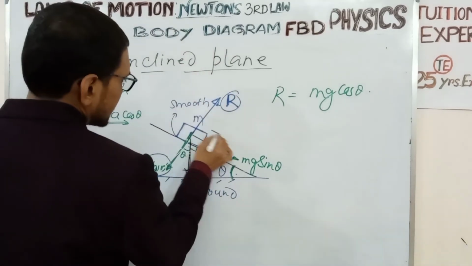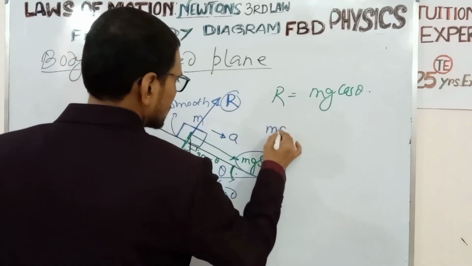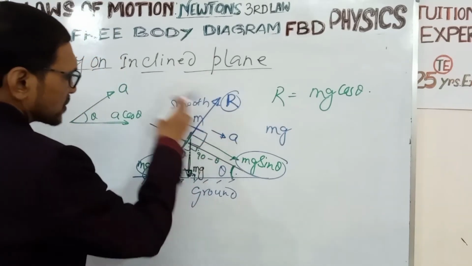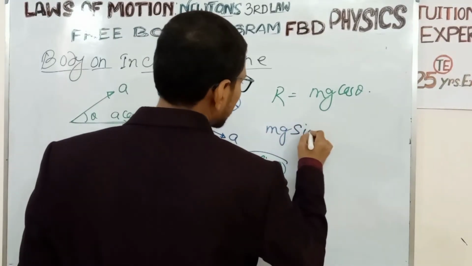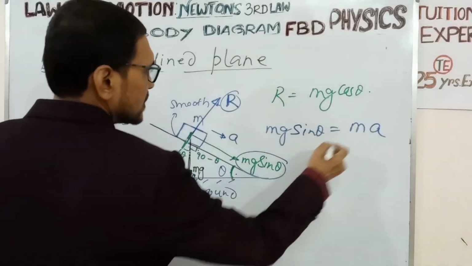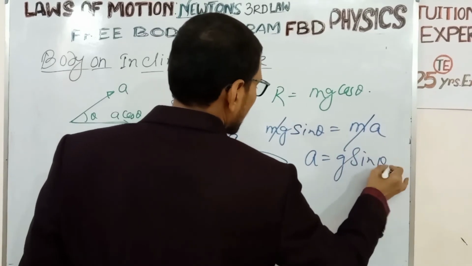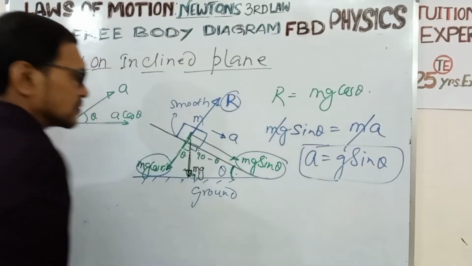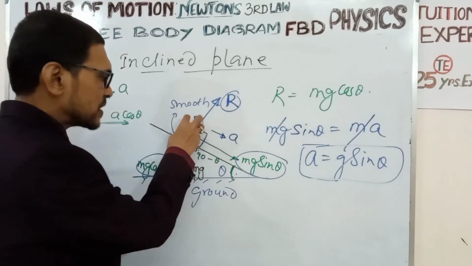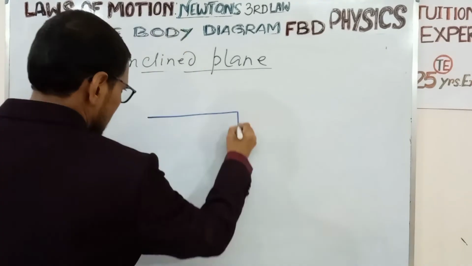And here, if the body moves with acceleration a, now this force is responsible for this acceleration. So mg sin theta produces the acceleration of the body, ma. So force equals ma, cancel, so a equals g sin theta. To solve problems, we have to memorize that the acceleration of a body along an inclined plane is g sin theta.